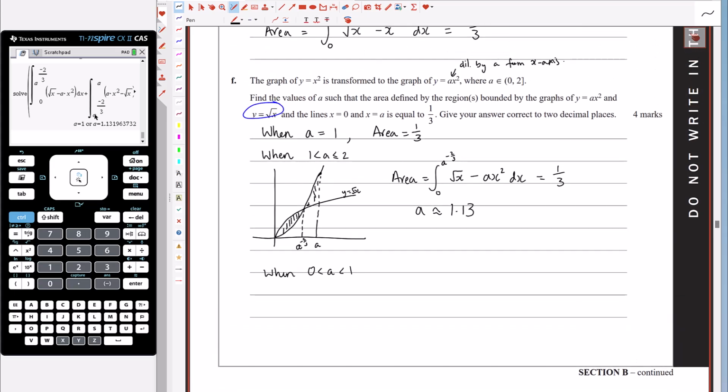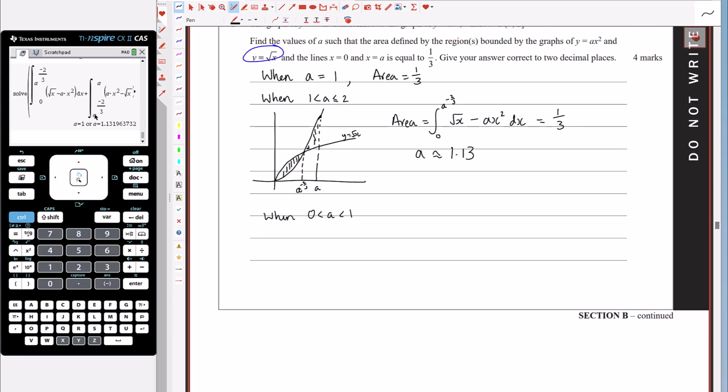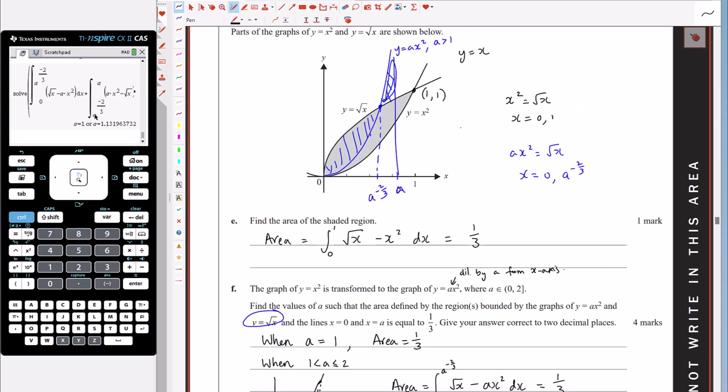Okay, and if a is between 0 and 1, the a is going to squash the graph down. So if we go back up to here, what's going to happen now is the graph's going to get squashed down from here, and actually this point of intersection will be outside of this domain, will be bigger than a. If a is less than 1, that will be a number that's bigger than a, and so actually we're only going to be looking at this bit of area in here.